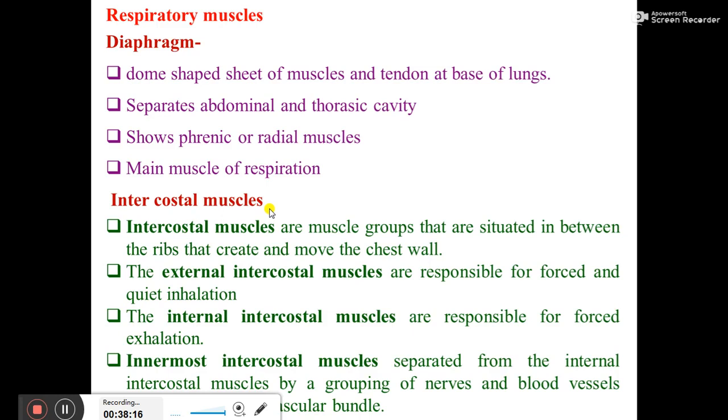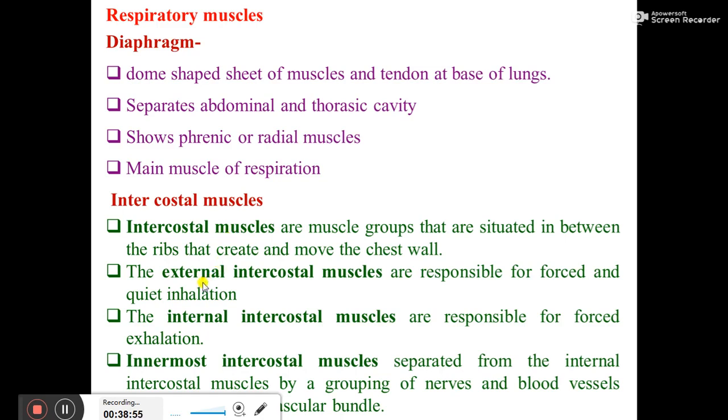Now next is the intercostal muscles. What are they? Intercostal muscles are a muscle group situated in between the ribs that create and move the chest wall. You should know that the muscles present between the ribs are called intercostal muscles, and they help to move the chest wall. While we take in or give out oxygen, these muscles assist in expanding the chest wall by contraction and relaxation. They are further divided into 3 types.